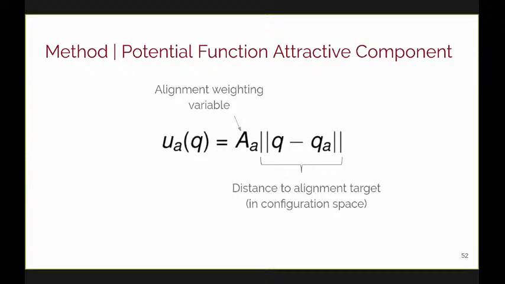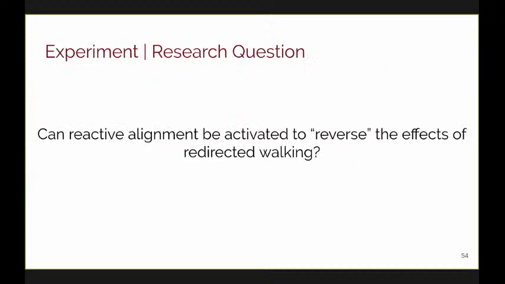So here's a generalized version of the attractive component of the new potential function. We have a weight variable, and then we have a distance between the current configuration and the configuration that would represent environmental alignment. We conducted a series of experiments for this work, but for the sake of time, I'm just going to talk about one of the ones that I found most interesting. Our question is, can we use this notion of reactive environmental alignment in order to reverse the effects of redirected walking?